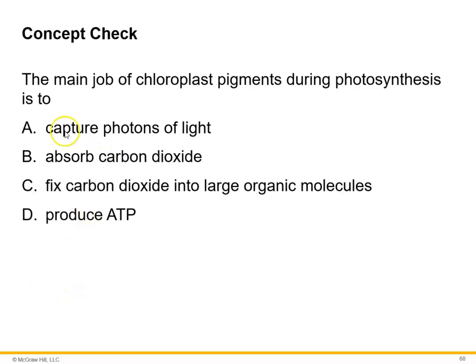All right, question. The main job of chloroplast pigments during photosynthesis is, and then if you reach back pretty far and remember that chloroplast pigments, such as chlorophyll, are going to capture photons of light, making that light usable during photosynthesis.